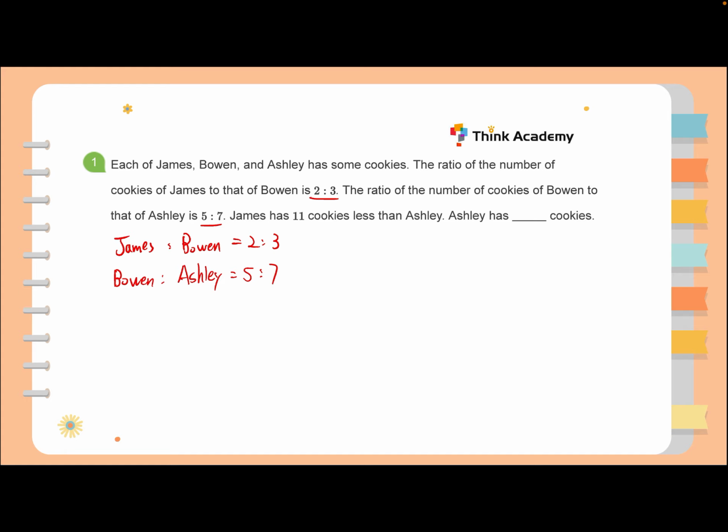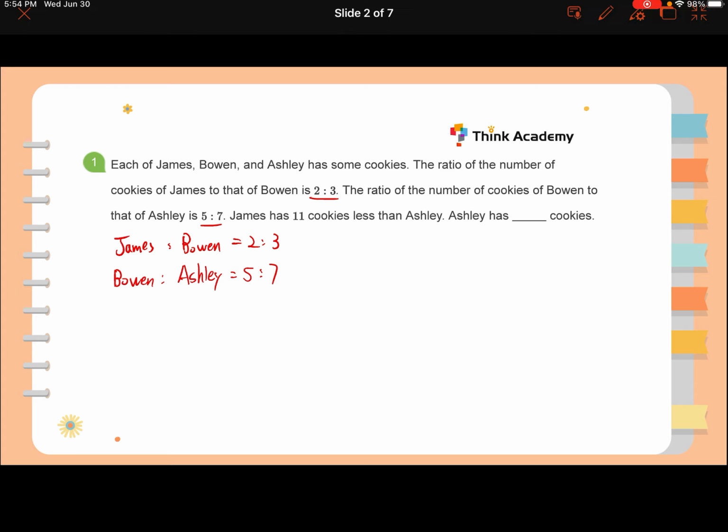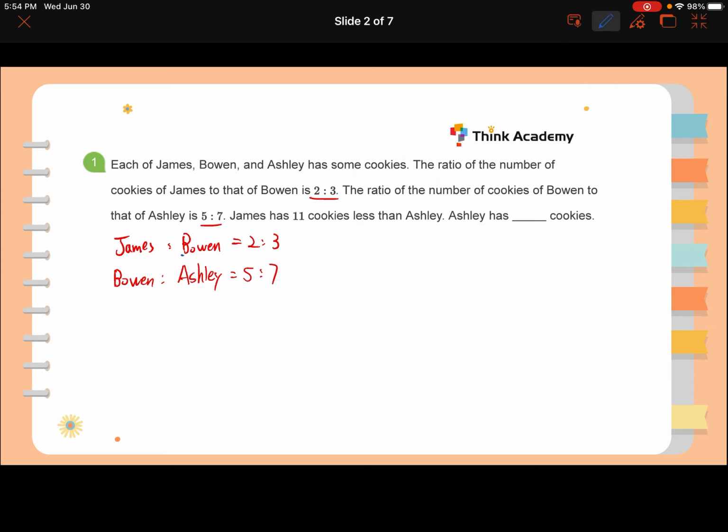So we have to somehow combine these two ratios together so that we can compare the numbers of cookies of James and Ashley. But how can we do that? You notice that Bowen is actually in these two ratios. So he is in both ratios. So we can use the number of Bowen to help us combine these two ratios. So the way we can do that is to use the least common multiple of 3 and 5, because that's Bowen's numbers in the two ratios. And the least common multiple of 3 and 5 is 15. So we first convert these two ratios so that Bowen's number is going to be 15.